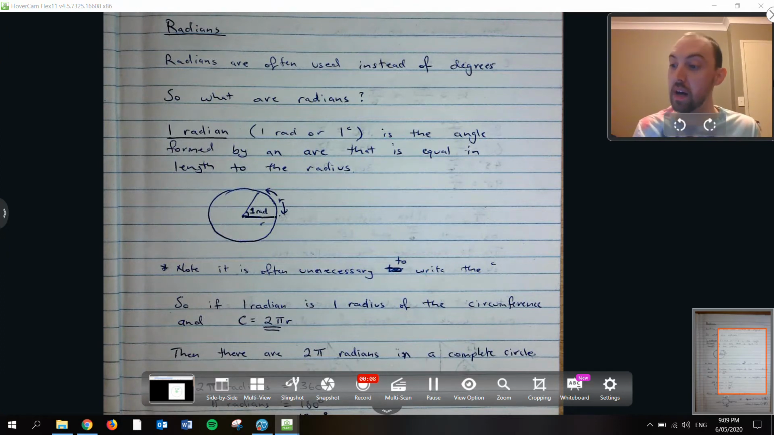Today we're going to be talking about radians. Now, in maths you'll often see radians used instead of degrees, so what we need to talk about is what a radian is and how it is defined.